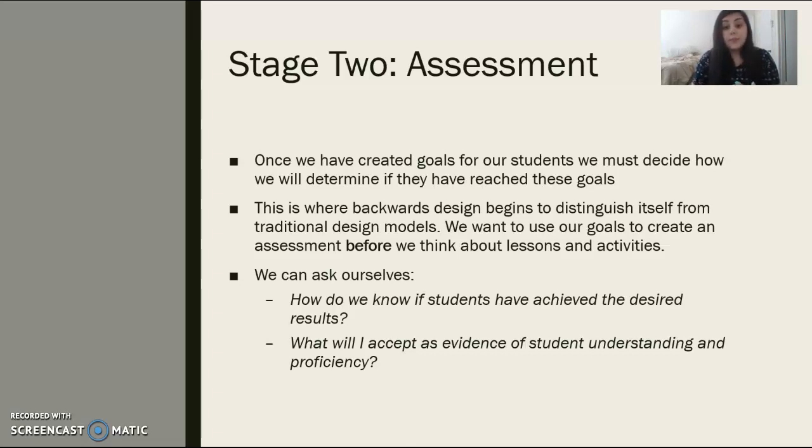We can ask ourselves a couple of guiding questions here too. How do we know if our students have achieved their desired results? And then we want to ask ourselves, what will we accept as evidence of our students' understanding and proficiency? This again is where we really distinguish ourselves from that traditional model. Before we even think about the activities we're going to do, those favorite lessons we like to teach, we're going to think about how we are going to assess the knowledge and skills of our students.